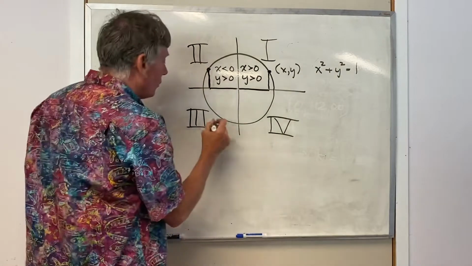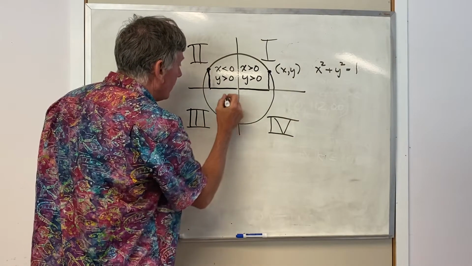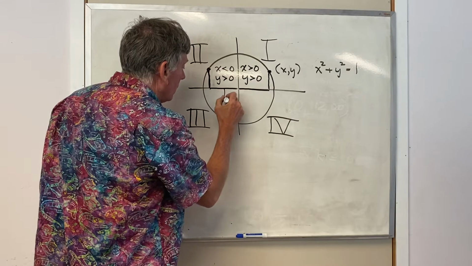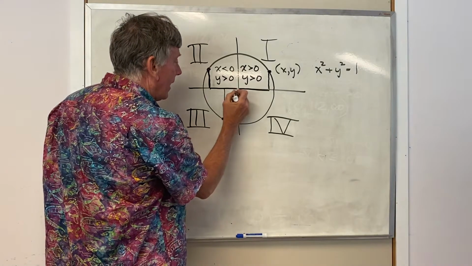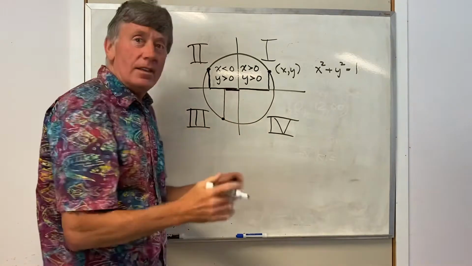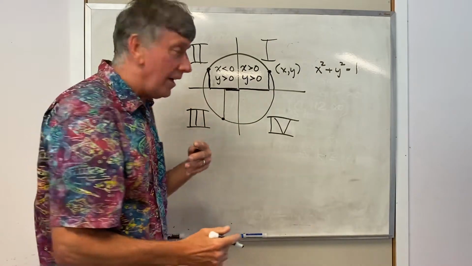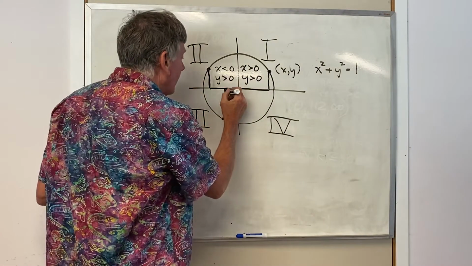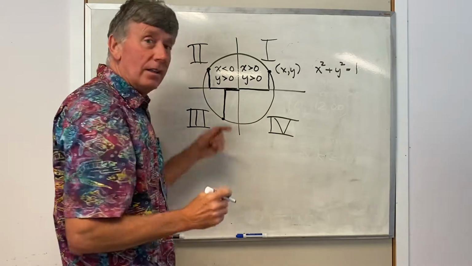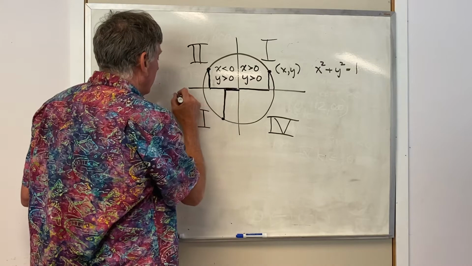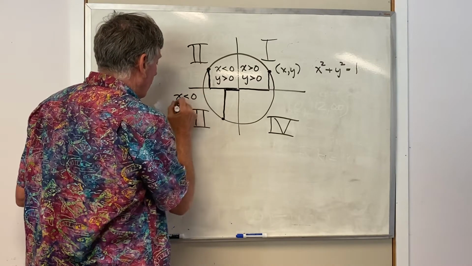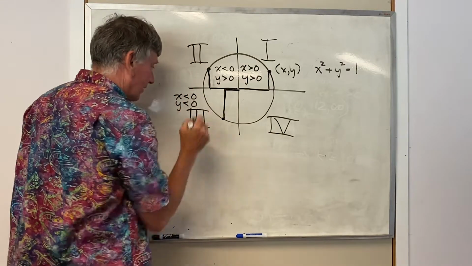In quadrant 3, here's a point right here. In quadrant 3, my x is negative. It goes to the left. And my y is negative as well. It goes down. So I write here, x is less than 0 and y is less than 0.